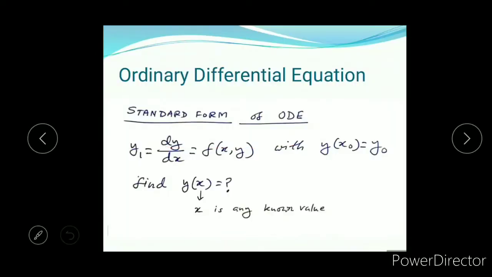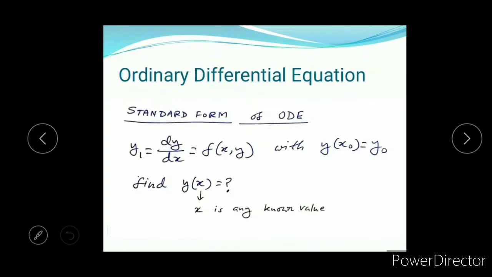Now this is the standard form of an ordinary differential equation, that is y1 equals dy/dx equals f of x, y, that is a function of x and y, with y(x0) equals y0, and we have to find y(x), the value of y(x). And x is any known value.